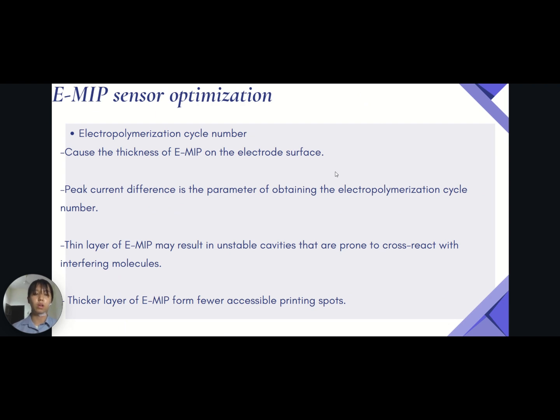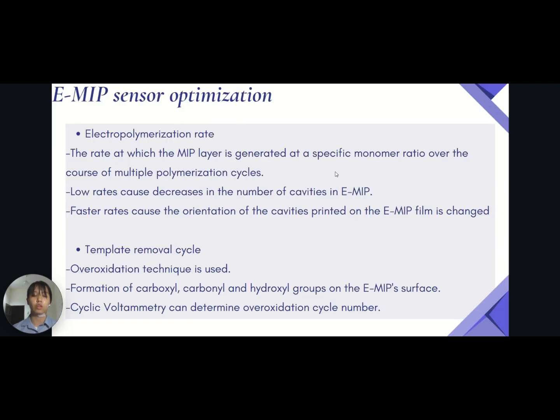Electropolymerization cycle number. We need to maintain the thickness neither too thick nor too thin. So the peak current difference is also the parameter to detect the best optimized cycle number. If we have thin EMIP, it will cause unstable cavities, and thick EMIP will cause fewer accessible imprinting spots. Next, the electropolymerization rate. The lower rate will decrease the number of cavities in the EMIP. The faster rate will cause the orientation of the cavities imprinted on the EMIP film to change.